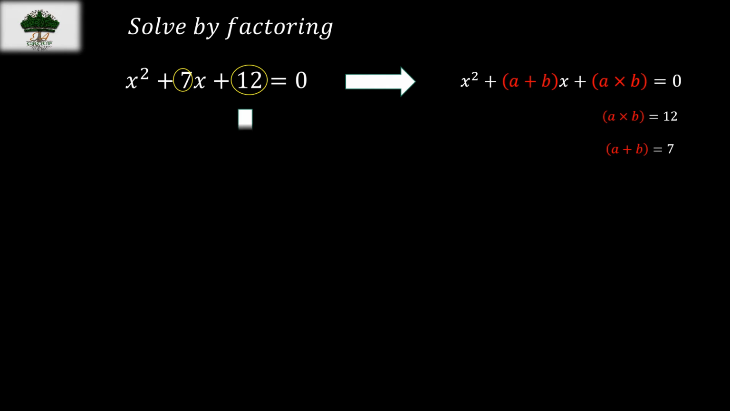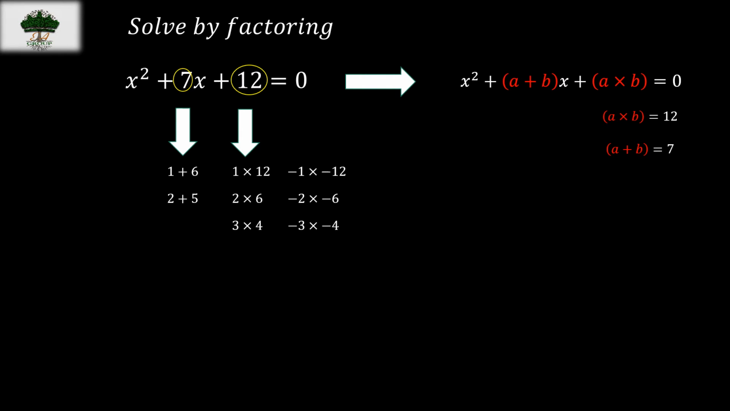Alright, first we have to factor 12. The factors of 12 are 1 times 12, and the same for the negative part, negative 1 times negative 12, which is also positive 12. And we have 2 times 6, negative 2 times negative 6, 3 times 4, and negative 3 times negative 4. Now we check the middle term, which is 7. Since 7 is positive and the constant term is positive, we need just the positive numbers. We have 1 plus 12, 2 plus 6, 3 plus 4 equals 7.